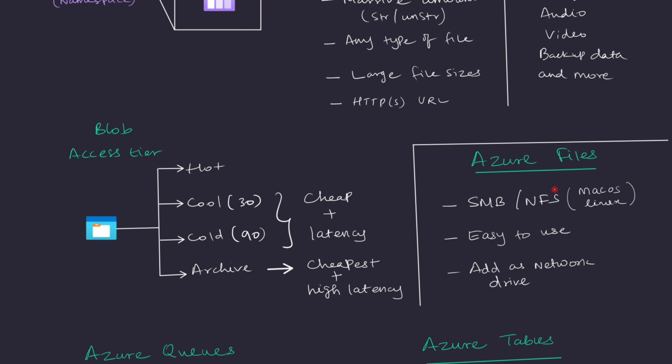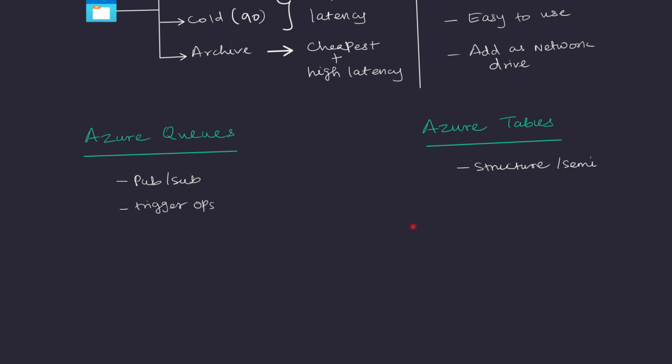Let's move on to Azure Files next. Azure Files are nothing but your network shared drive, but over the cloud. You can create SMB or NFS shared drives, and you can attach that to your computer, and you can use it just like a normal network drive. It supports both SMB and NFS. SMB is supported in Mac, Windows as well as Linux, but NFS is only supported in Mac OS and Linux. And because this works just like a network share but over the cloud, this is by far the easiest option for someone to use. Let's move on to Azure Queues next.